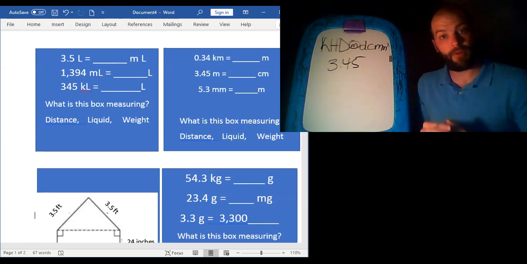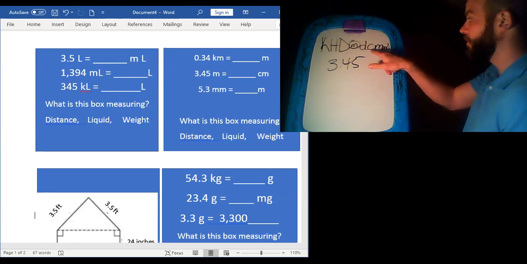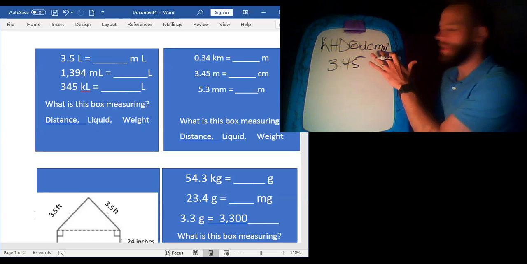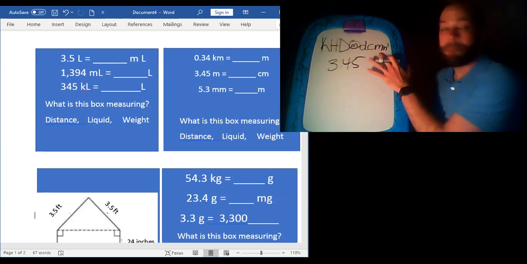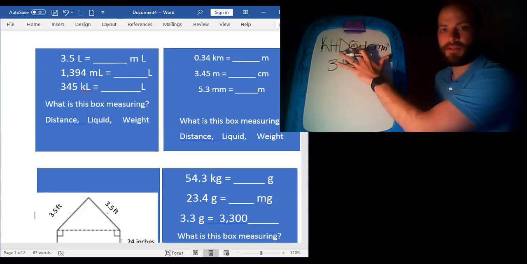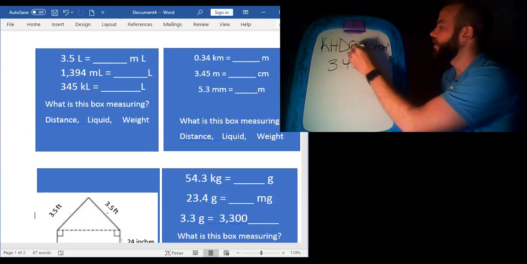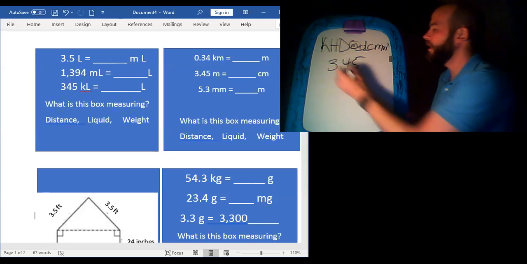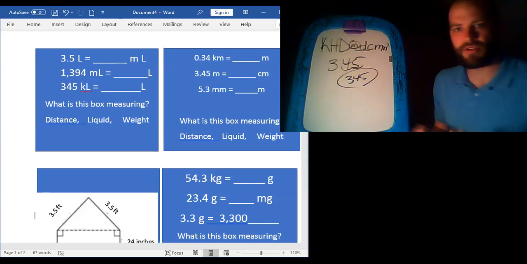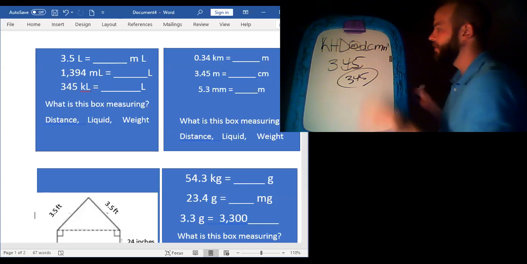Cool. 3.45. I'm at meters and I'm going to centimeters. A lot of people are going to want to think they're here because it's just an M. That's millimeters. So I'm at meters and I'm going to centimeters. I'm going 2 to the right. That answers 345 centimeters.